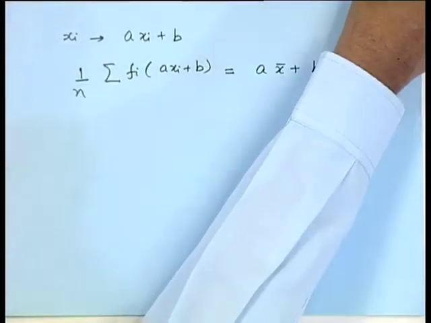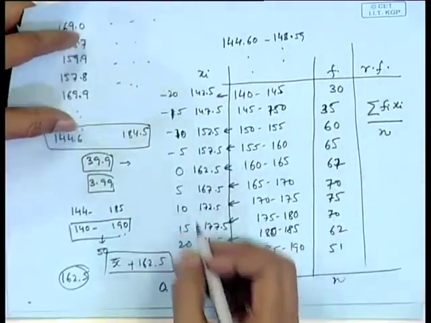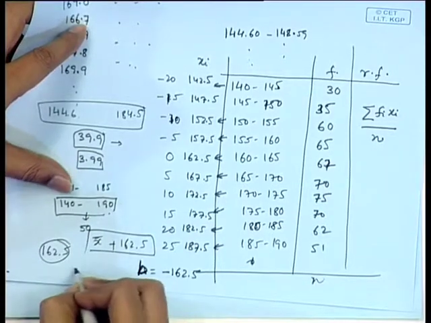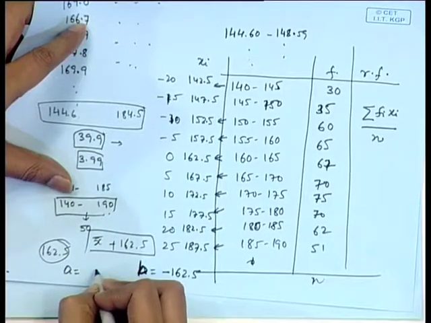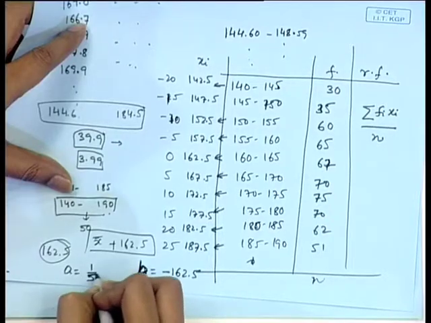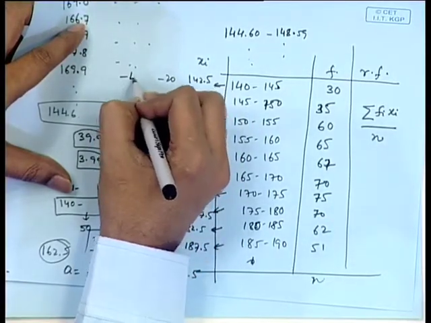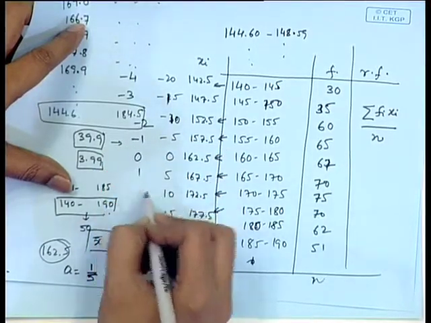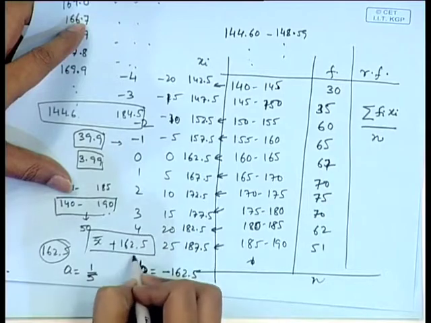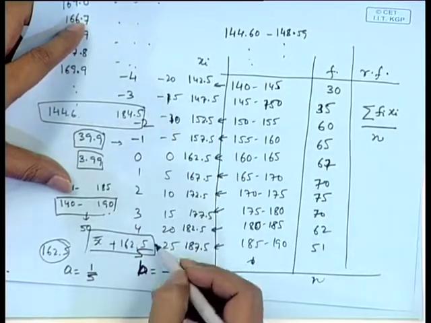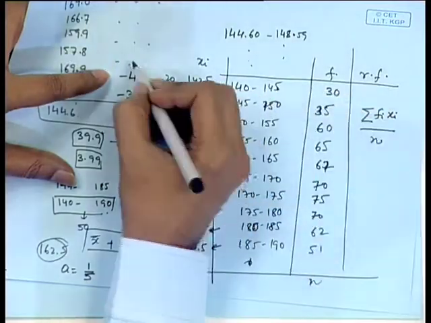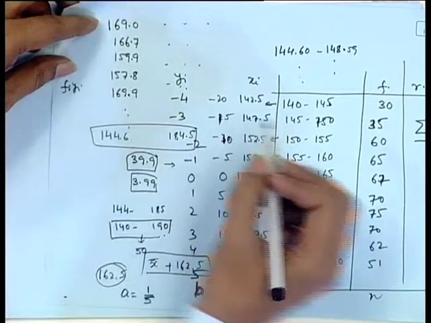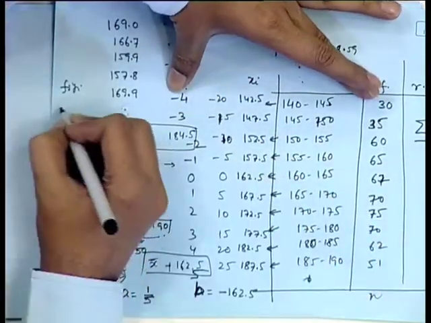Now, in the example of the heights, suppose I take b equal to 162.5 and a equal to, say, 1 by 5. Then the numbers are minus 4, minus 3, minus 2, minus 1, 0, 1, 2, 3, 4, 5. Now, you see the calculations will become extremely simple. Suppose I call these y i's and I make a table f i, y i, then you see here the calculations, minus 120.